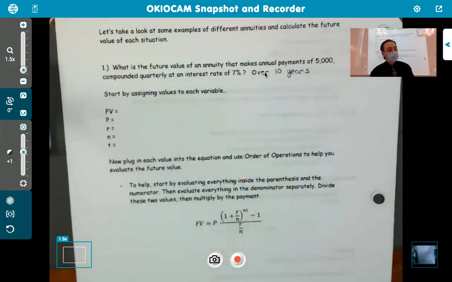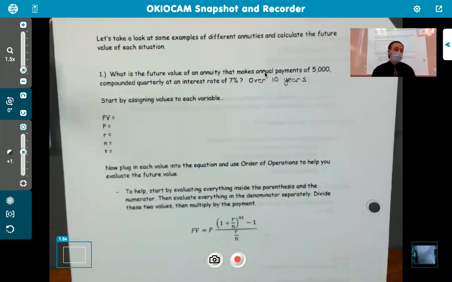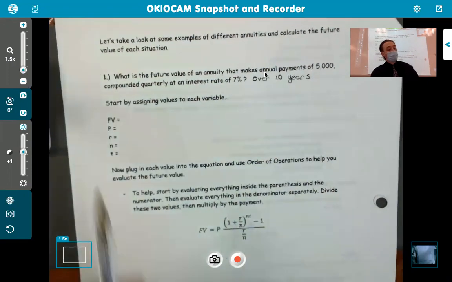All right. So first one says, what is the future value of an annuity that makes annual payments of $5,000 compounded quarterly at an interest rate of 7%? And for those of you that are at home, I added in over the course of 10 years. For those of you that are in here, you have that in front of you. All right. So what is the future value?